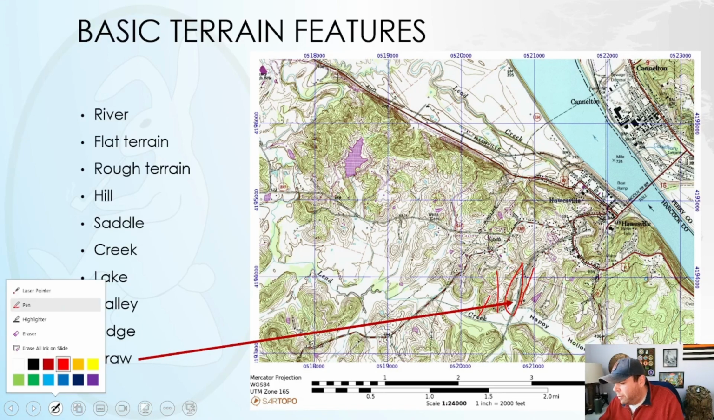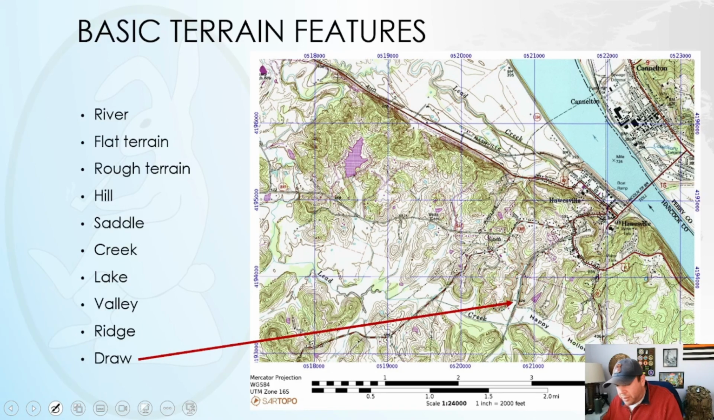An easy way to distinguish those two is to make a fist. If you make a fist, the bones on your fingers are going to be the ridges, and the spaces in between your fingers are going to be the draws. And that's what we see here on the map as well.